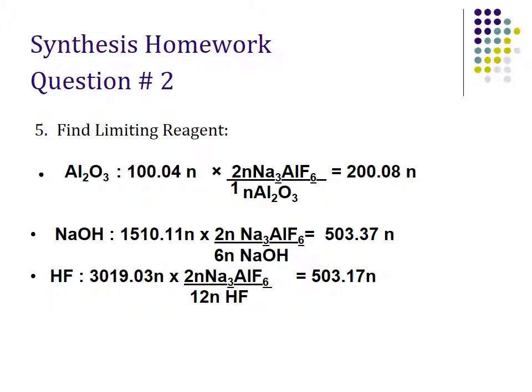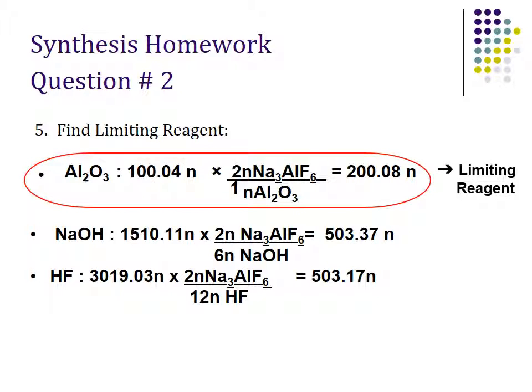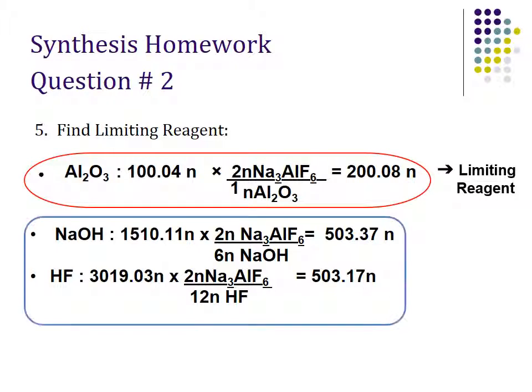To find the limiting reagent, we look to see which reactant has produced the least amount of cryolite. In this case, Al2O3 is the limiting reagent. The rest are called excess reagents.